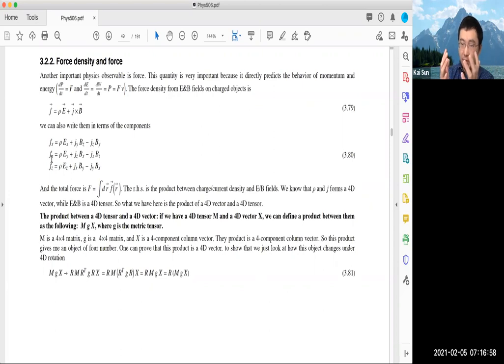Rho and j gives me a vector, F gives me a tensor. I multiply them together, somehow I get this force. And what multiplication should I use here? Which multiplication should I use here? Well, it turns out this is an inner product.